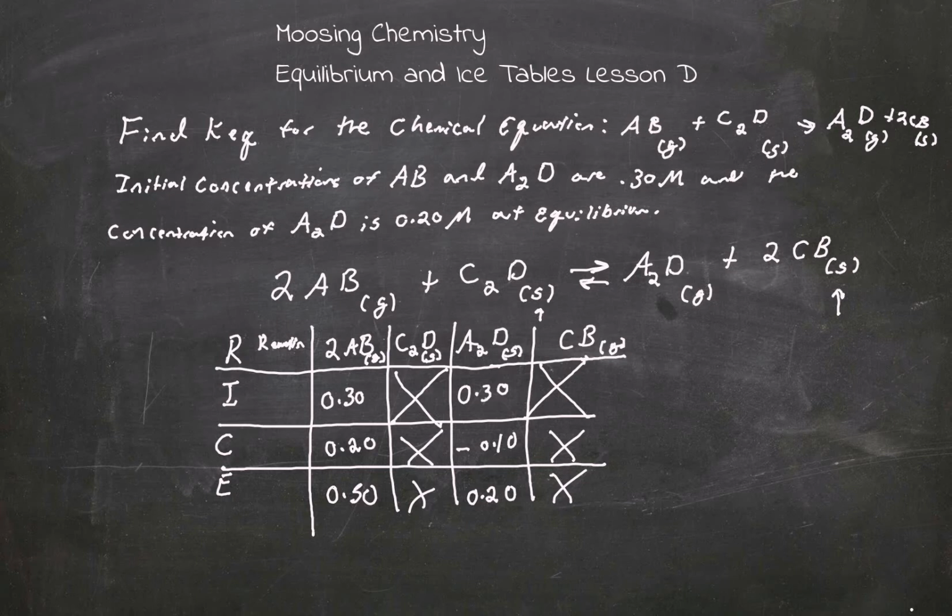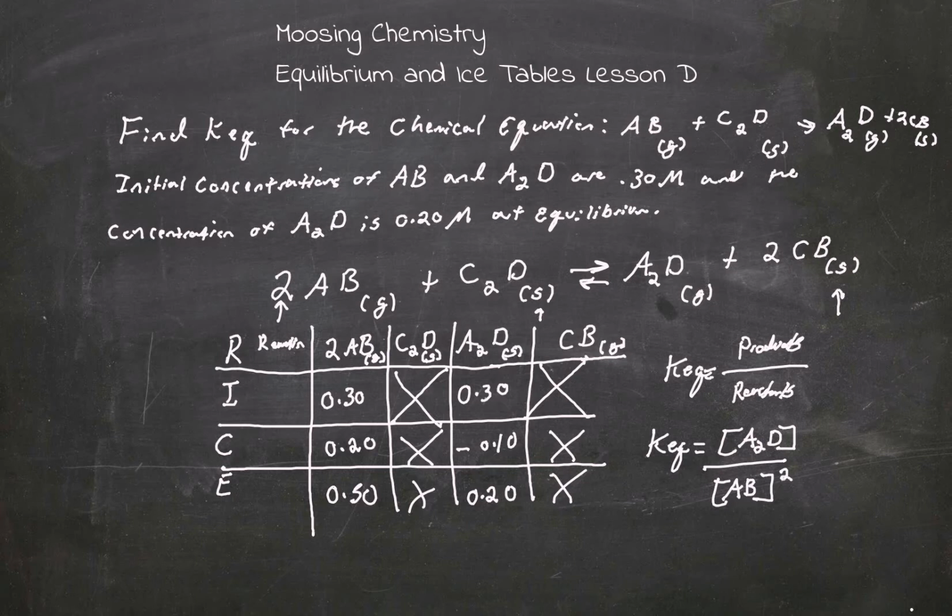All right, now remember, KEQ is products over reactants. So in this case, we only have one product that's a gas. The other product can't be used. So we go KEQ equals A2D over our reactant, which is going to be AB. Now, notice that there's a 2 in front of this AB. That means we need to put a 2 up here.